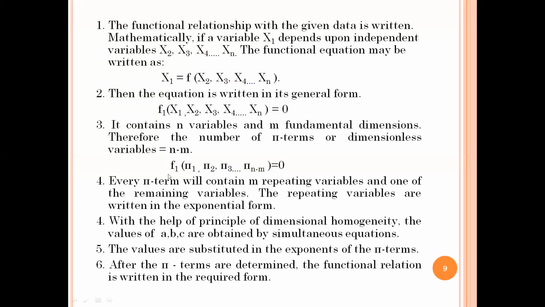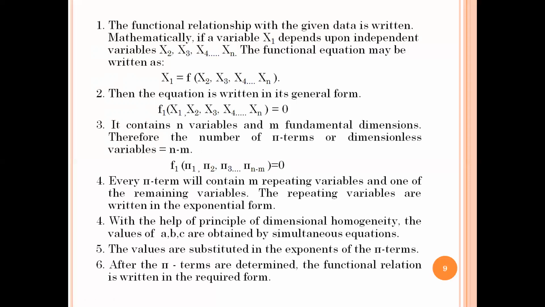So again I will write f1. Here it was f, here the function is f1. That is equal to, we have n minus m pi terms: pi 1, pi 2, pi 3 up to pi n minus m, and that you equate to 0. Then each pi term, what will it contain? It will contain m repeating variables. Remember, small m is generally 3.